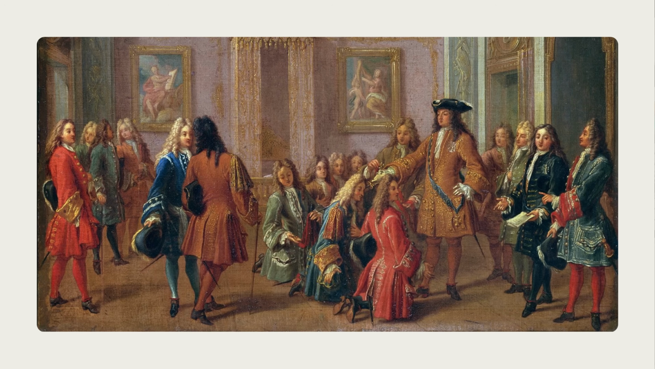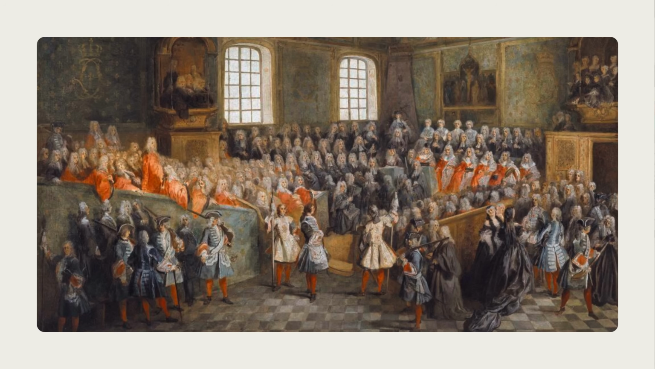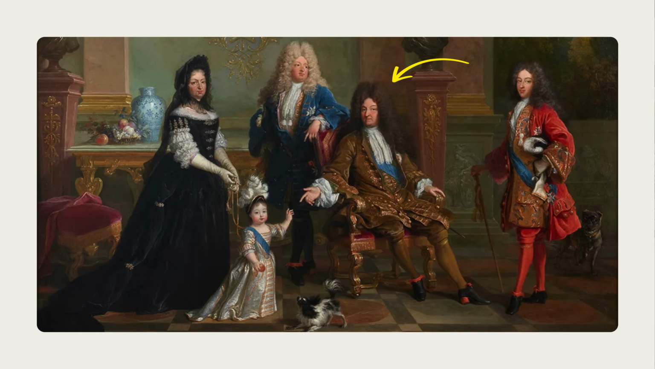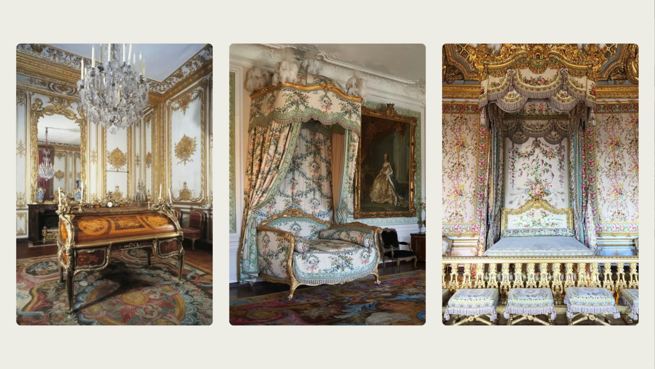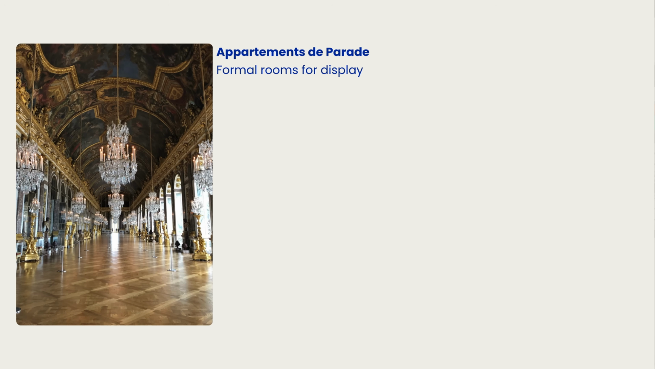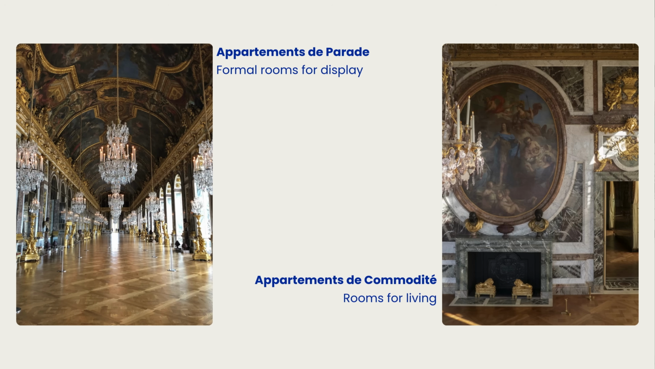It all started in the 17th century French courts. At Versailles, life revolved around spectacle. Everything was public, from waking up to eating dinner. But when Louis XIV came along, he quietly rebelled against that formality and created a new kind of space. Smaller, more intimate rooms designed not for ceremony, but for comfort. Architects began distinguishing between appartements de parade, formal rooms for display, and appartements de commodité, rooms for living, the ancestors of the modern living room.